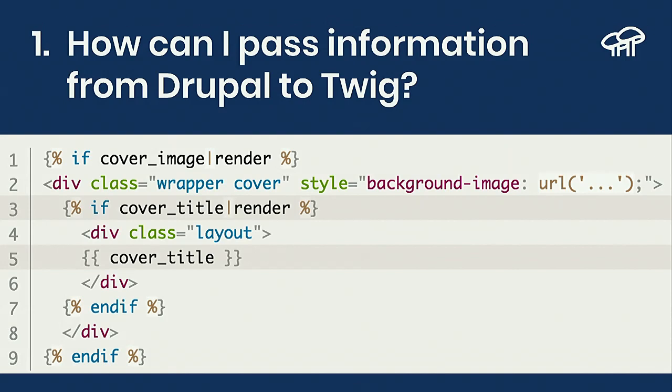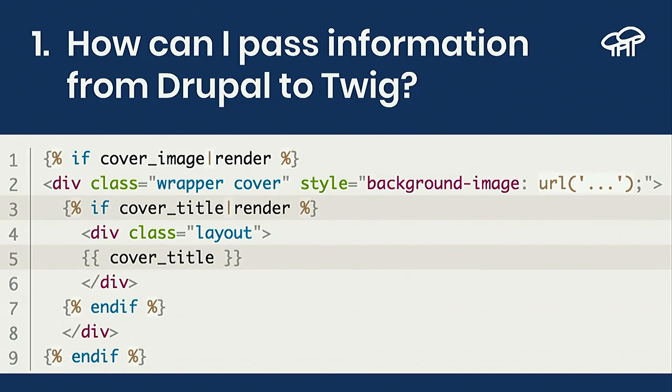Now, let's analyze for a moment line number 3 and line number 5. It's the same variable, but in line number 3, I am calling the render filter. Why do I have to do that? Remember that when we use the dot notation, Drupal will call render automatically for you. In this case, we don't have a dot, but the same logic applies. When you print a variable, Drupal will try to verify if it is a render array, and if so, it will call the render function.